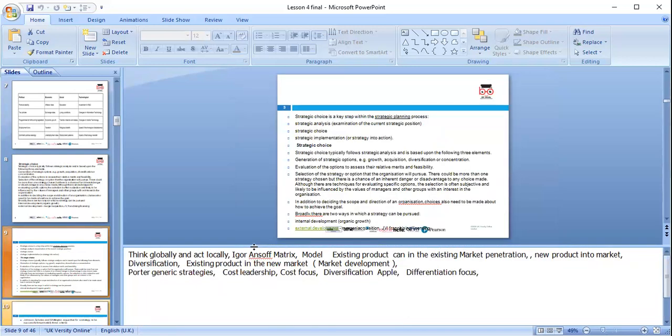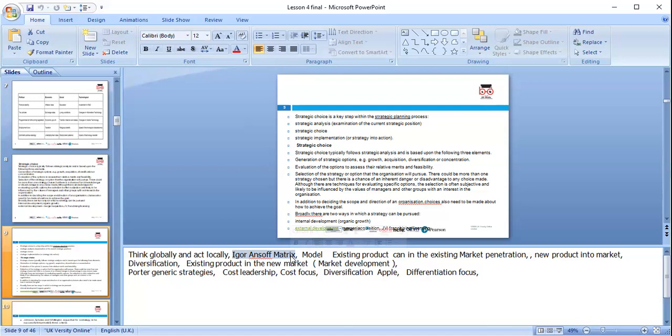So we discussed the BCG matrix, which is the Boston Consulting Group matrix, in our lesson one, which we contextualized with cash cow, problem child, question mark, and we can also look at the Ansoff matrix. Igor Ansoff, who was a mathematician, moved to the US and studied at Harvard Business School, and he gave this matrix. He always said, when in business, think globally, act locally.